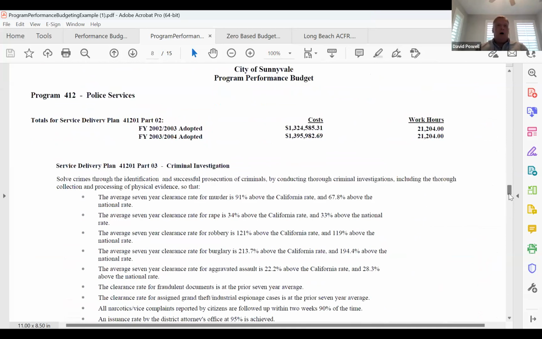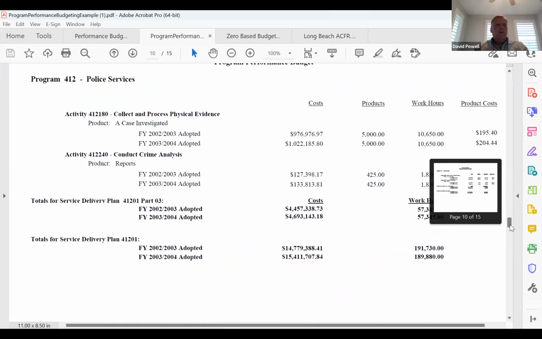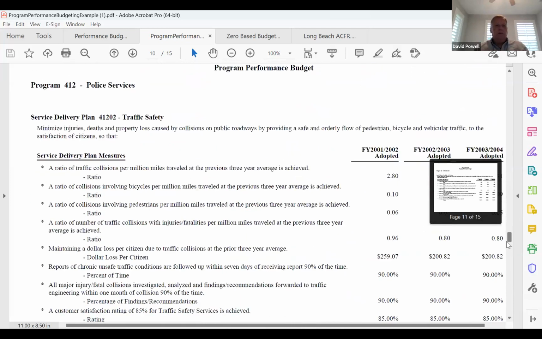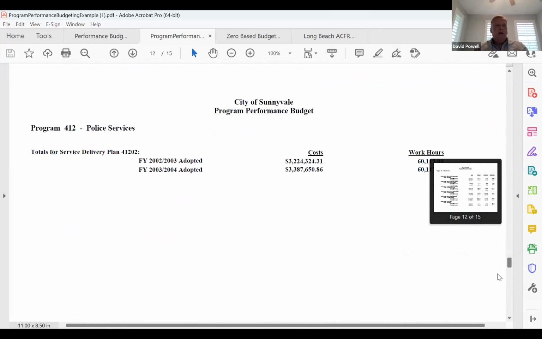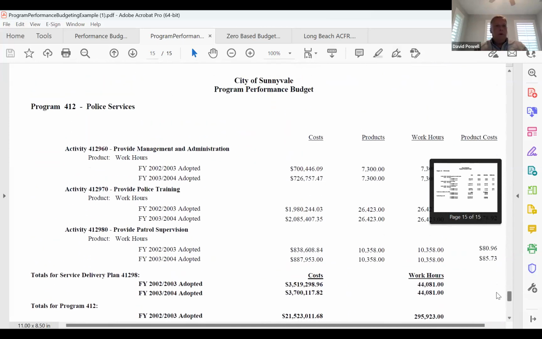So you can see how all the activities are working together for different program goals, for different program types of outcomes. Again, we don't have time to go through it all, but it's the same thing over and over. We just go to different service plans. You've got service plans in terms of evidence. You've got traffic safety as a service plan area. You've got, I think that might be it. Oh, wait, I have one more.